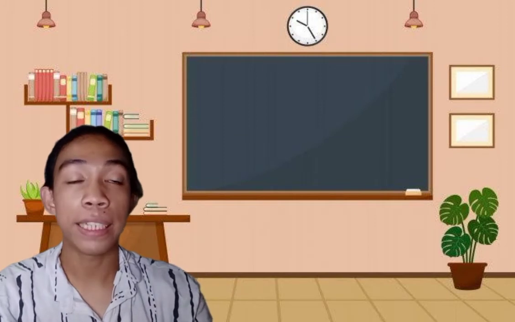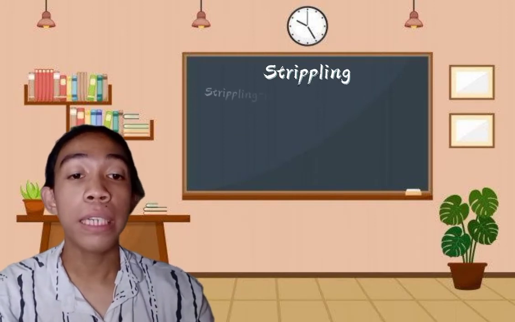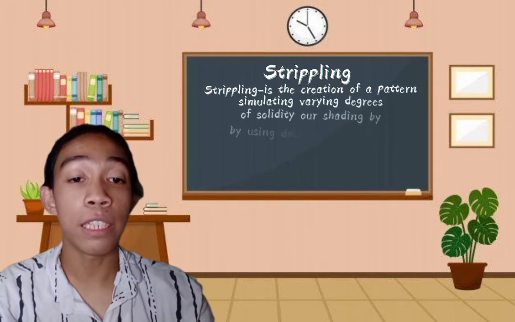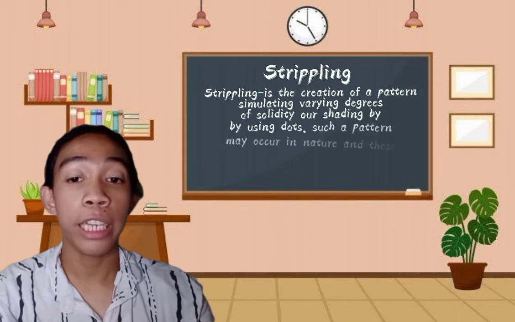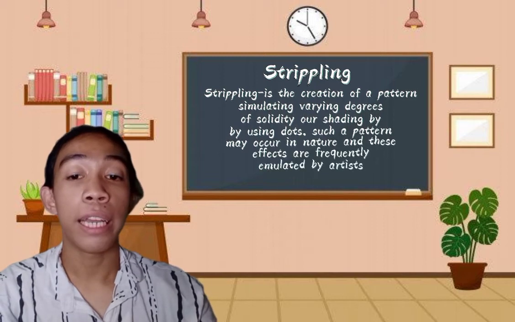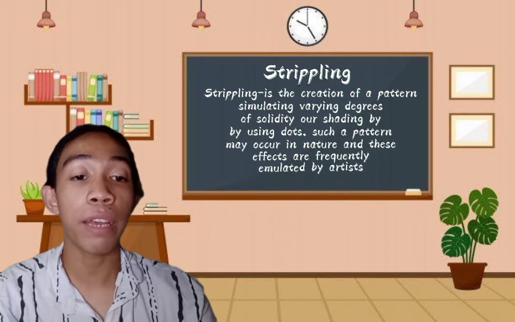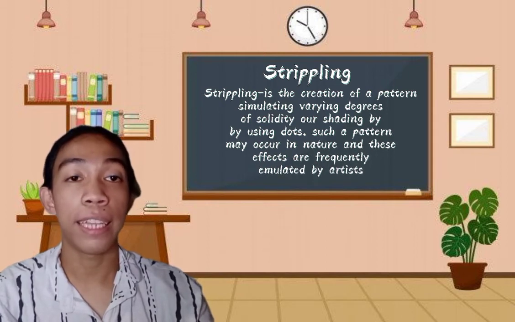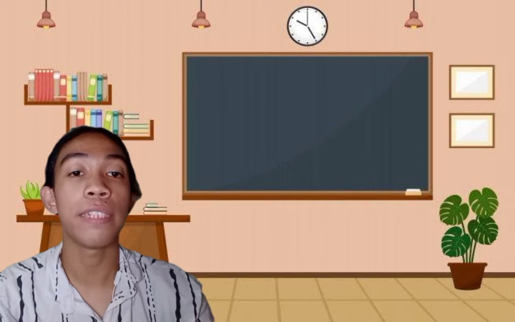The next one is stippling. Stippling is the creation of a pattern simulating varying degrees of solidity or shading by small dots. Such a pattern may occur in nature, and these effects are frequently emulated by artists. And here are some examples of stippling.